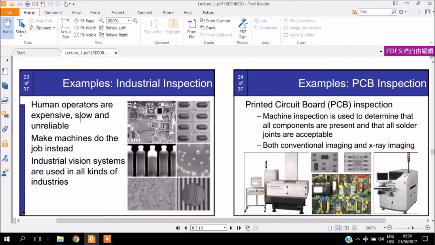The next example is industrial inspection. If we make the machines do these types of tedious, boring jobs, it's easier for us. Industrial inspection can include checking that all the levels of the liquids are the same, if all the bubbles are of the same size, if all the components are correctly placed. We will be seeing this in the next example, PCB inspection. PCB inspection is used to determine that all the components are present and that all the solder joints are acceptable.